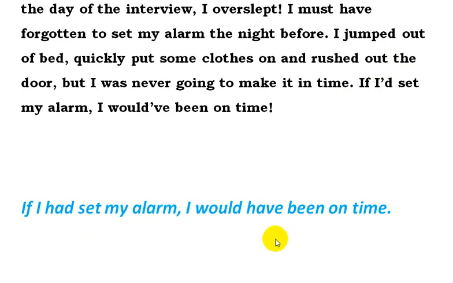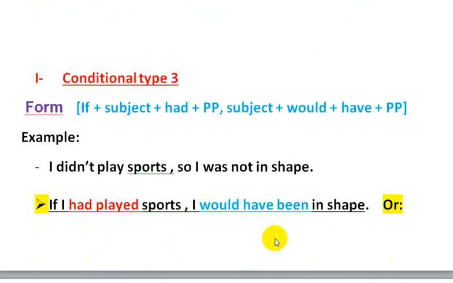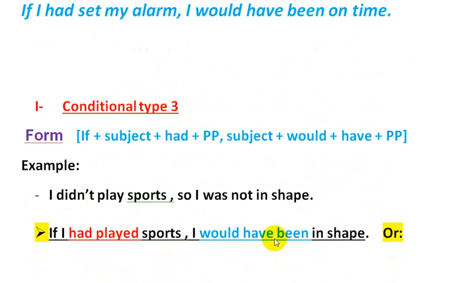Alright, nice. So the form of the conditional is, we use of course the word if, the condition, and the result clause. So the if clause and the result clause. So what happened? If he had set the alarm, so he did not set it, he would have been on time. Did he set the alarm? No, he didn't. So he wished that he had set the alarm.